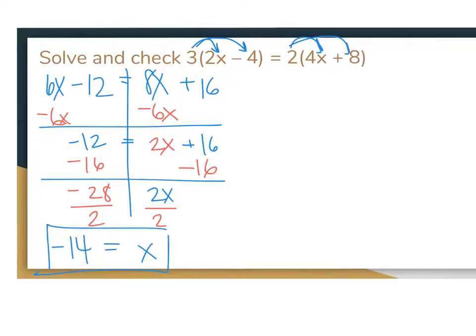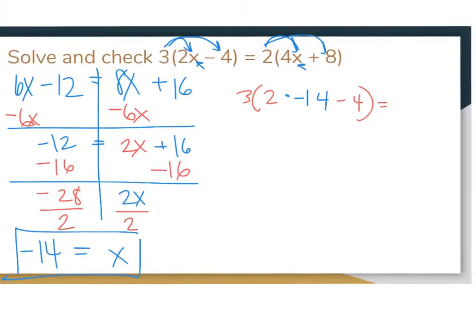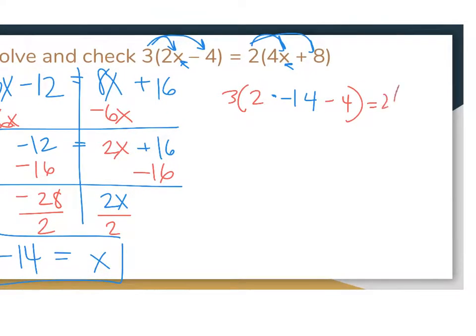Okay. And I want to make sure I'm checking my answers because you can see if you're right. So you always check with the original problem. So my original problem is 3 times 2. And wherever this x is, that's where I'm going to put the negative 14 times negative 14 minus 4, right, equals, run out of room a little bit, 2 times 4 times negative 14 plus 8.